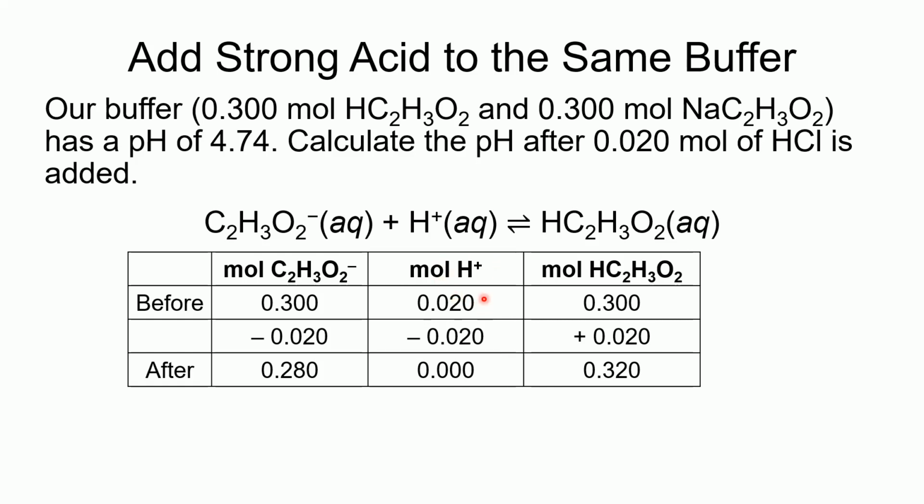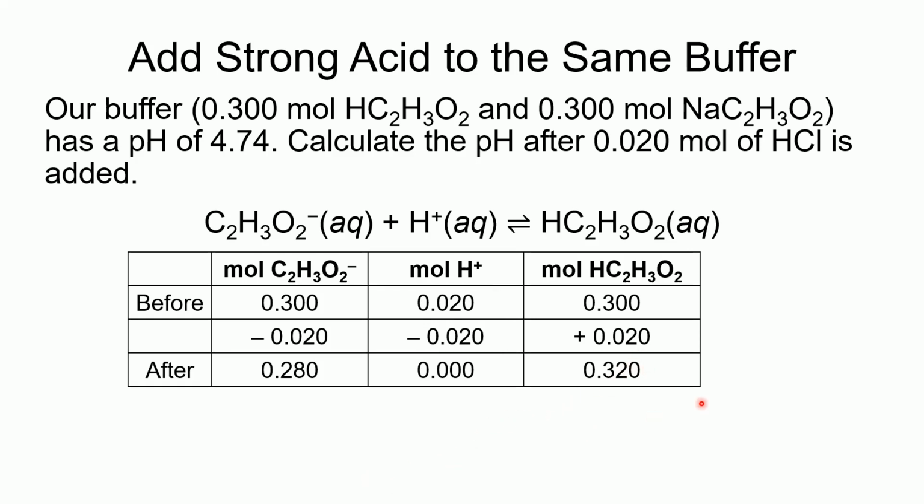We're going to run out of H+, so the number of moles of H+ will decrease by 0.020 moles, and we'll end up with no moles of H+. The acetate is also going to decrease by 0.020, and that will give us 0.280. And then as far as the acetic acid goes, because we're neutralizing some of that conjugate base, we're going to be increasing the number of moles of the acetic acid. It will go up by 0.020 moles, and we'll end up with 0.320 moles.